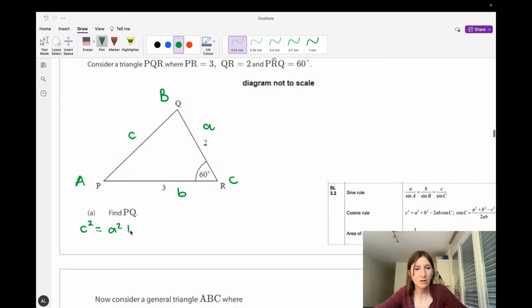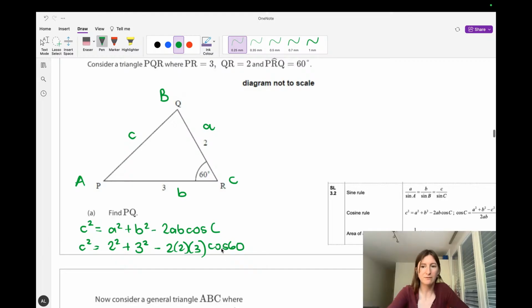Write our formula: c squared equals a squared plus b squared minus 2ab cos C, and let's start filling it in. So C squared, we don't know what that is. A squared is 2 squared. B squared is 3 squared. 2 times 3 times cos C, which is 60 degrees. Cos of 60 degrees, do you know what that is? That's one of our special angles.